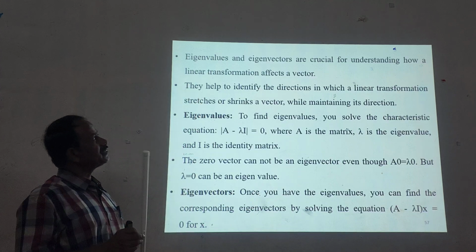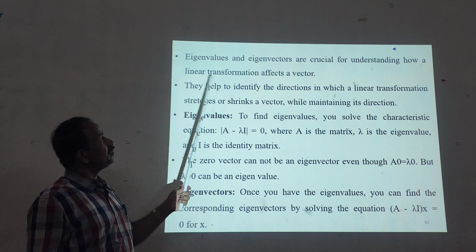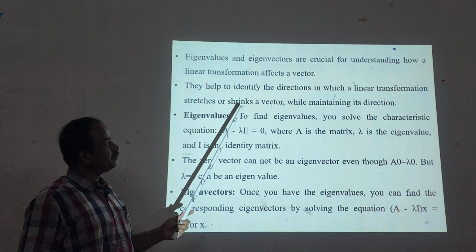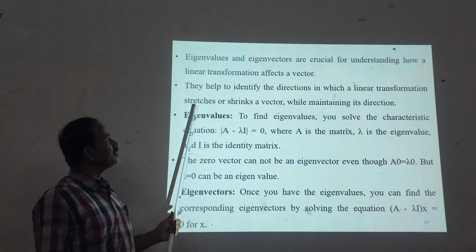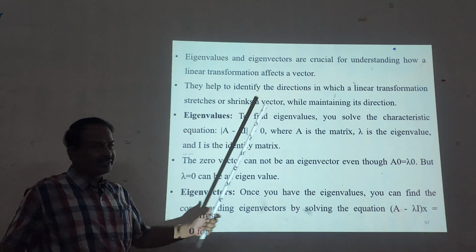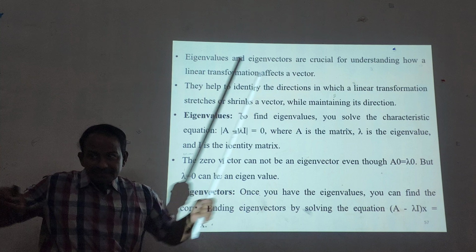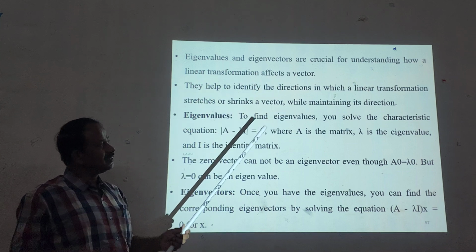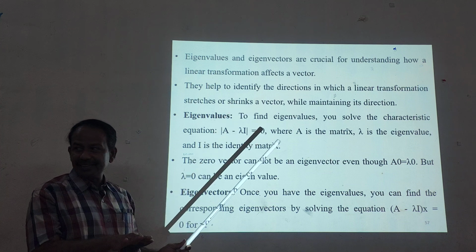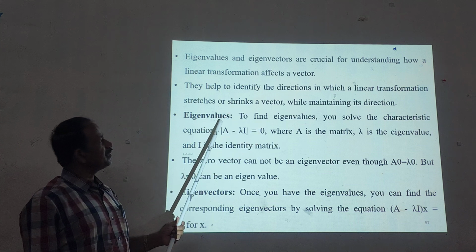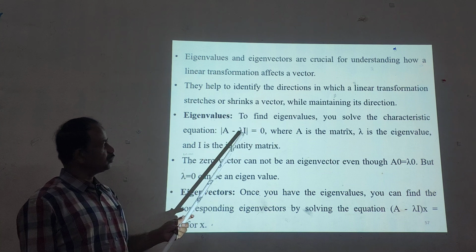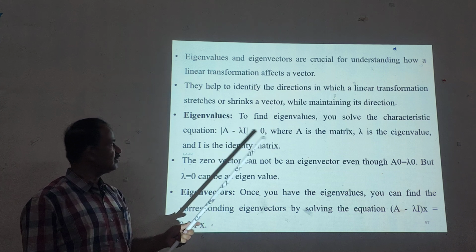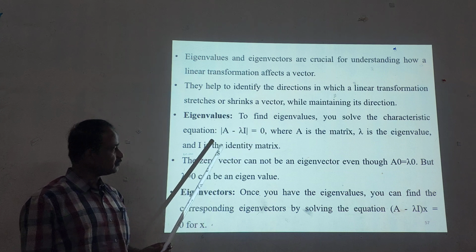So eigenvalues and eigenvectors are crucial for understanding how a linear transformation affects a vector. They help to identify the directions in which a linear transformation stretches or shrinks. It can stretch or shrink a vector while maintaining its direction; the direction remains unchanged. To find the eigenvalues, we have to solve the characteristic equation, determinant of A minus lambda I equal to 0, where A is a matrix, lambda is the eigenvalue, and I is the identity matrix.